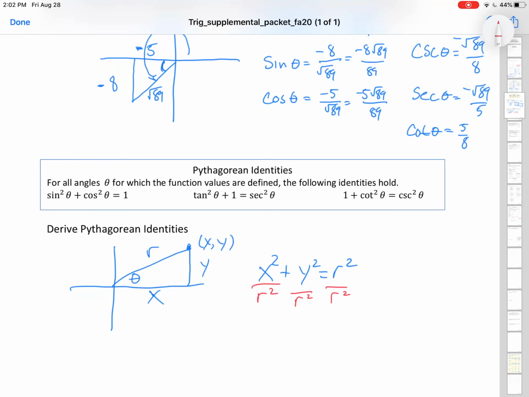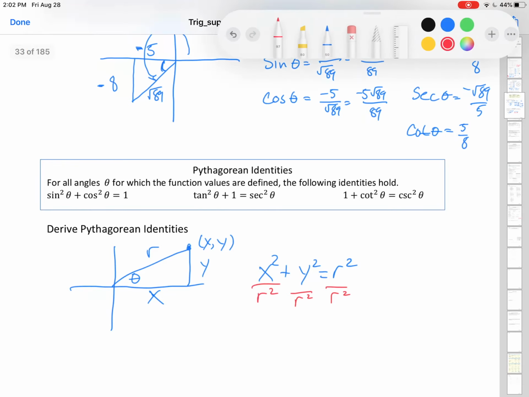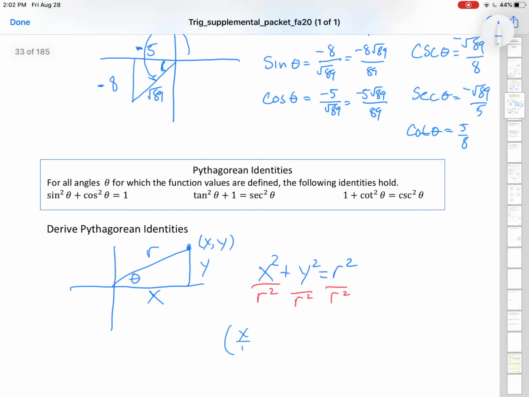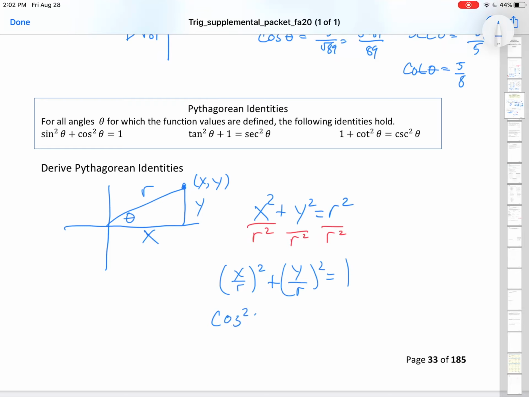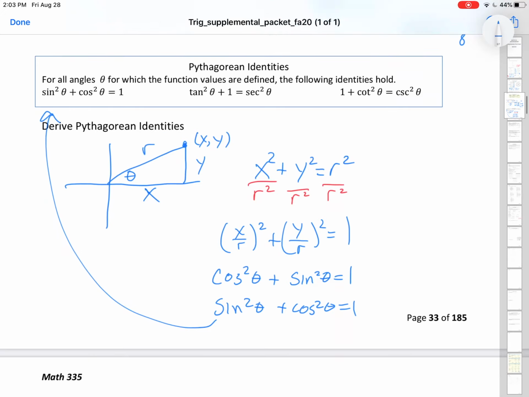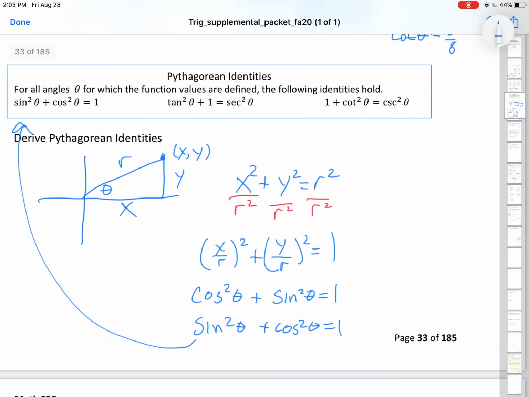Now, why would I do that? Well, that's because I would have this as a result. x squared over r squared plus y squared over r squared is equal to r squared over r squared, or 1. Well, what's x over r, squared? Cosine squared theta. What's y over r, squared? Sine squared theta. And then we have a 1. So if you put the sine squared first, sine squared theta plus cosine squared theta is always equal to 1. And they call that the Pythagorean identity. The other ones can be derived just from that one.